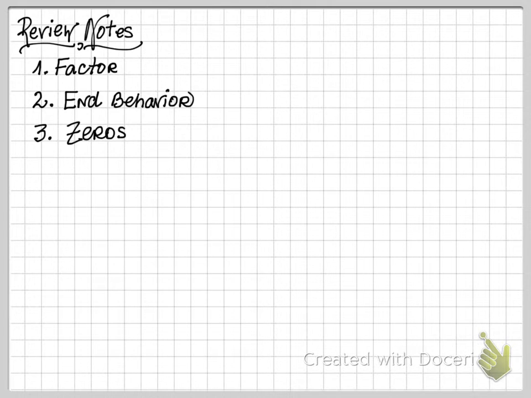There are pretty much only three things you need to understand about polynomials for this test. You need to know how to factor them. You need to know how to correctly write the end behavior, and you need to be able to write the zeros.